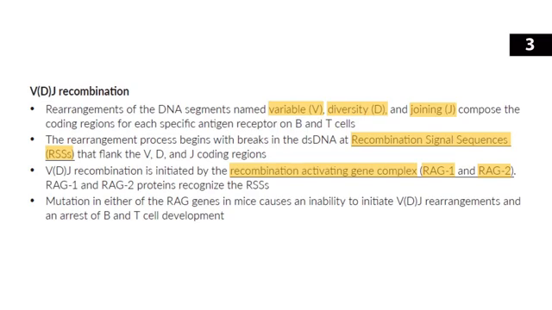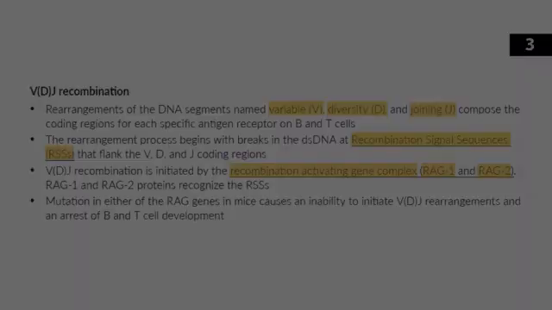And then one last important point here is that a mutation in either of these RAG genes causes the inability to initiate this VDJ rearrangement and the arrest of B cell and T cell development. This recombination is fundamental for the adaptive immune system to work. If a B cell can't generate immunoglobulins, it's pretty worthless. So make sure you know the big steps in the recombination process.